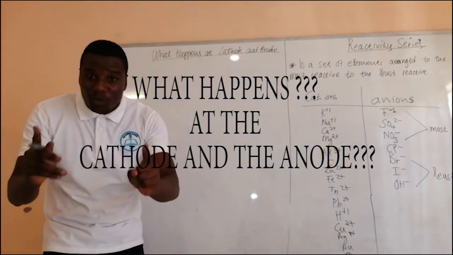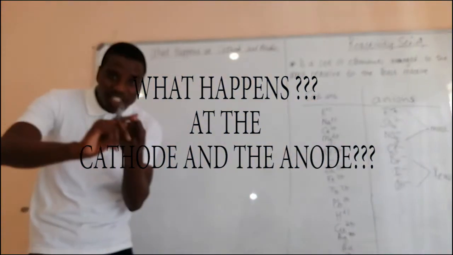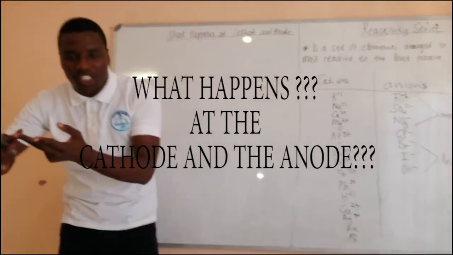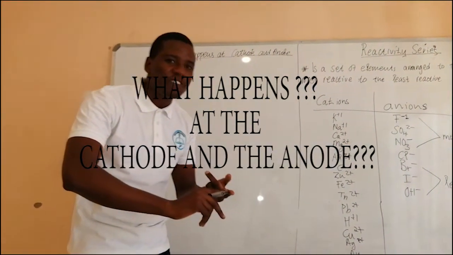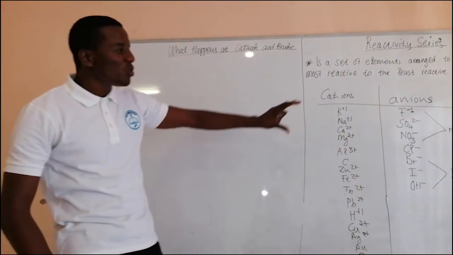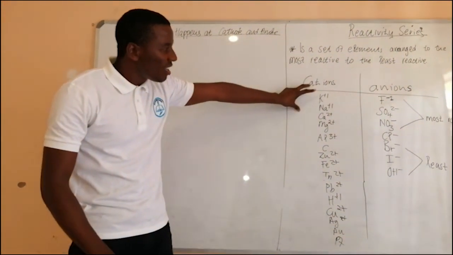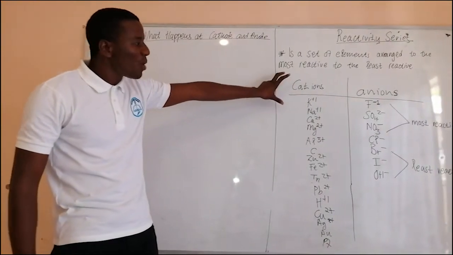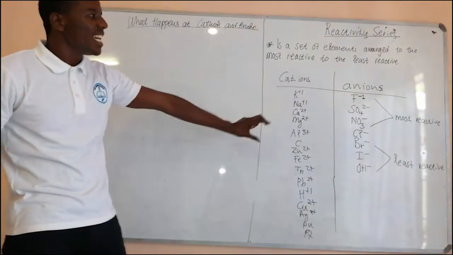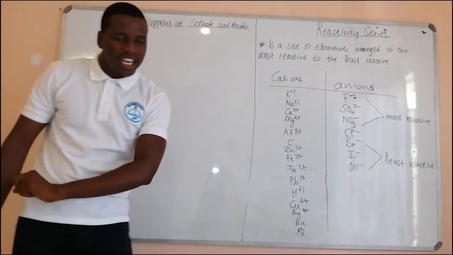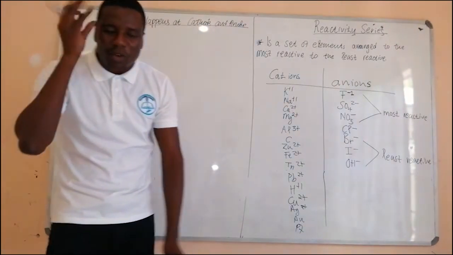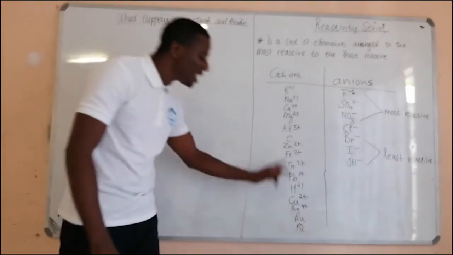Now, there are two ways of doing this. We're going to look at a situation whereby we have an aqueous solution and a concentrated solution. The first thing, like I said, for us to be able to do these things, we have to know this chart here, the reactivity series of cations and the reactivity series of anions. You need to know this and even know it by heart without looking at it.